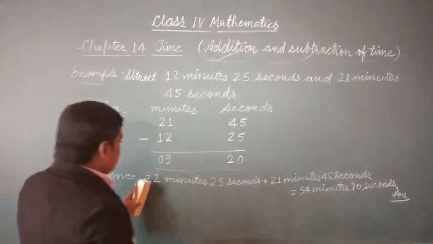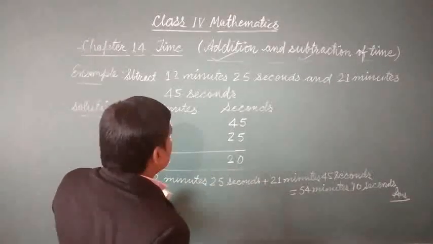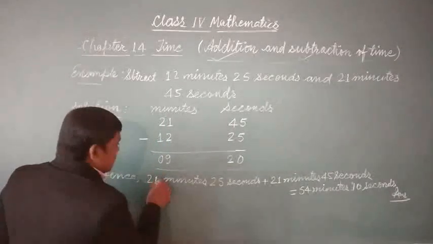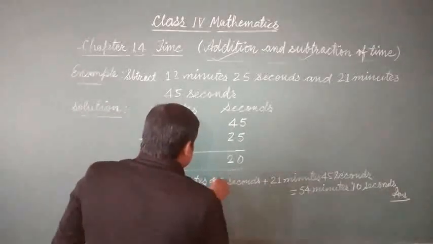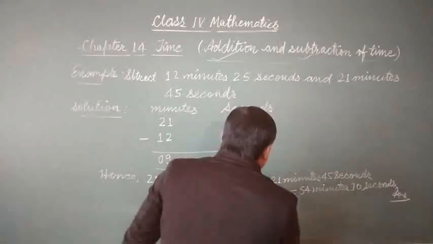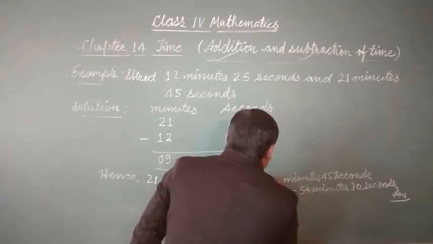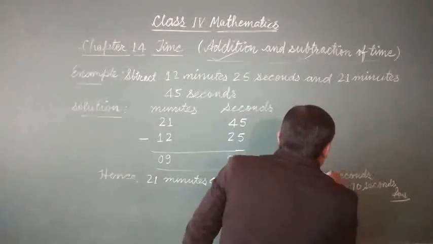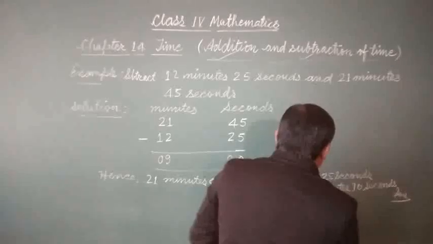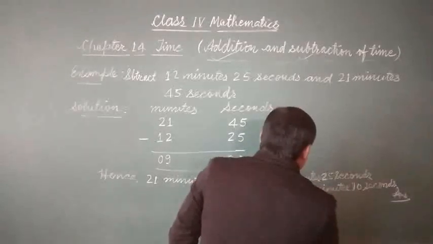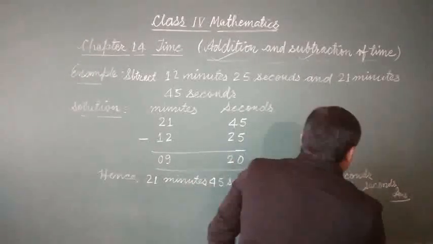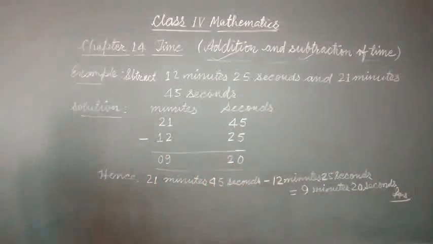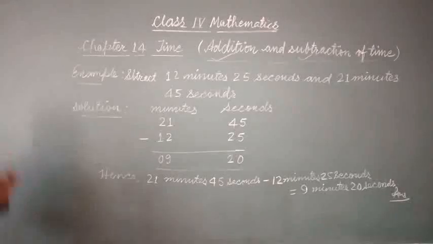We write 21 minutes 45 seconds minus 12 minutes 25 seconds is equal to 9 minutes 20 seconds. Like this we can do subtraction.